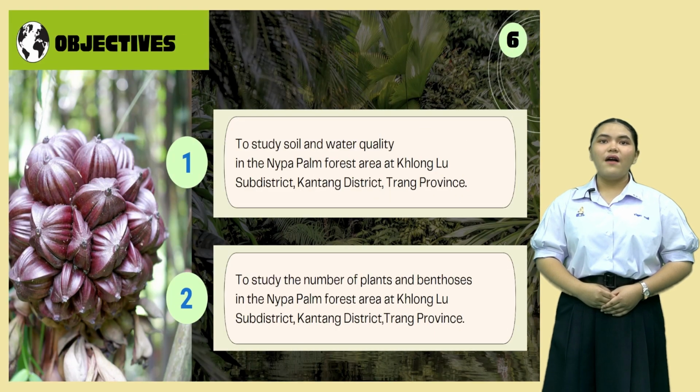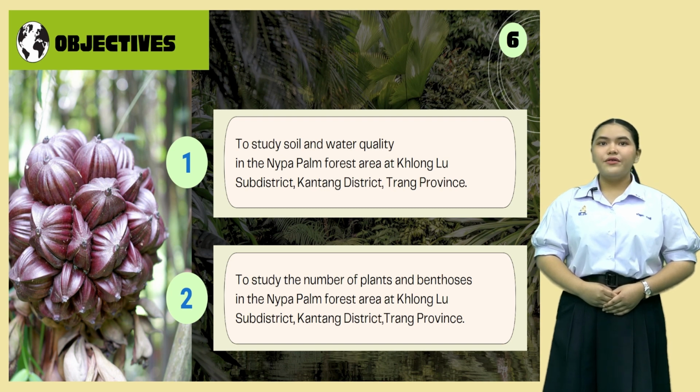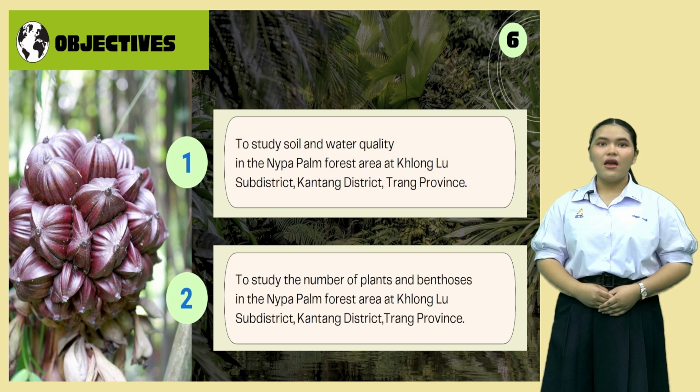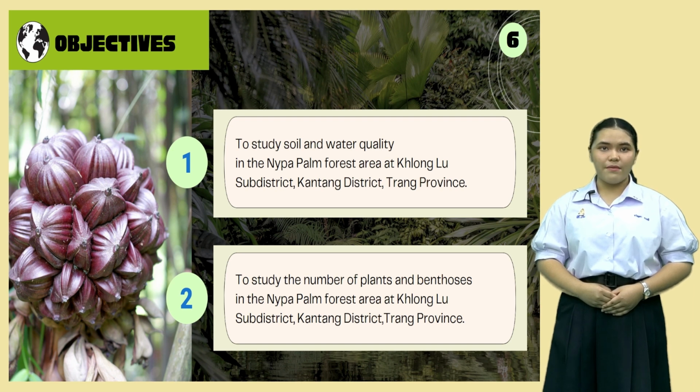The objective of the research project is to investigate the quality of soil and water in the Nypa palm forest located in Khlong Subdistrict, Kantang District, Trang Province. Additionally, the project aims to determine the abundance of plant species and benthoses within the Nypa palm forest in the same area.